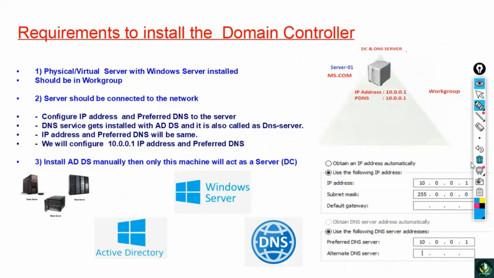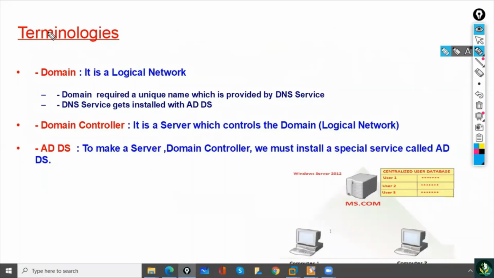So guys, as we have discussed, installing the operating system is not enough. We need to install ADDS to make this server a domain controller. So let us see how to install the Active Directory Domain Services. Let us see the terminologies one more time. What is a domain? A domain is a logical network. A domain requires a unique name which is provided by the DNS service, and the DNS service gets installed with ADDS.